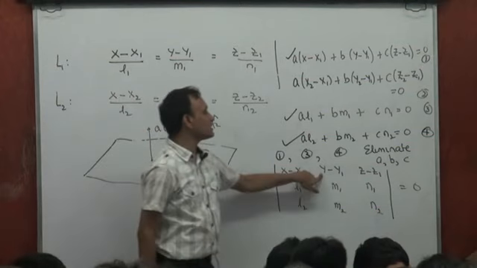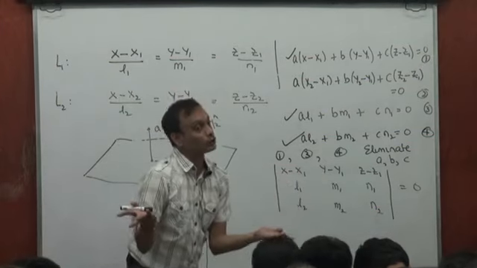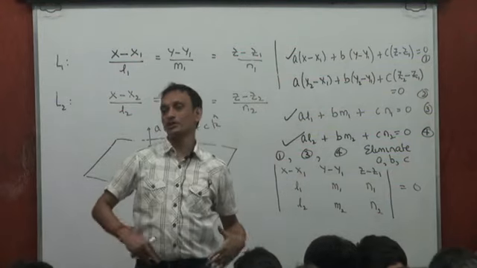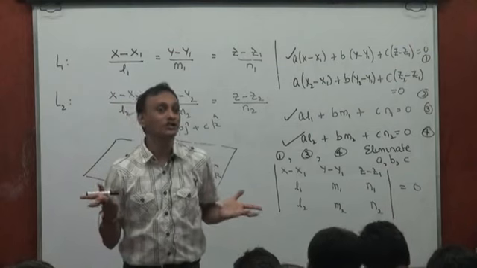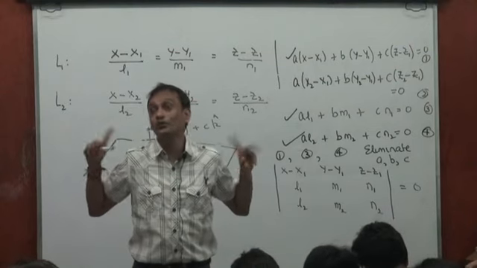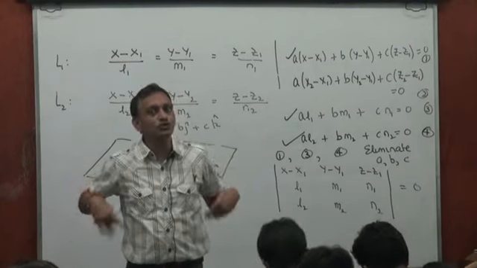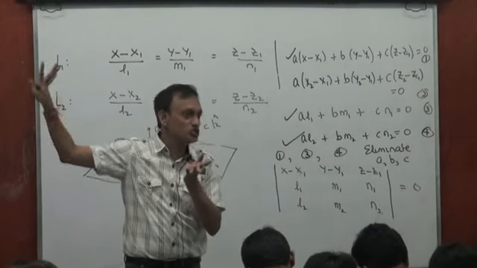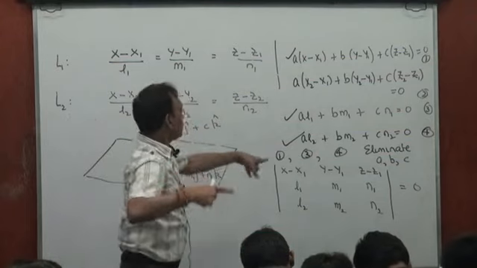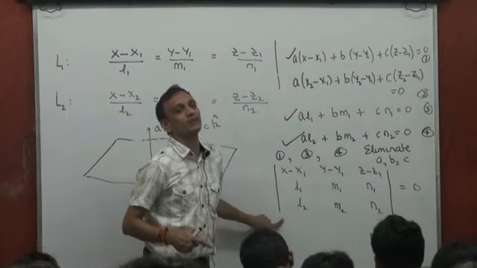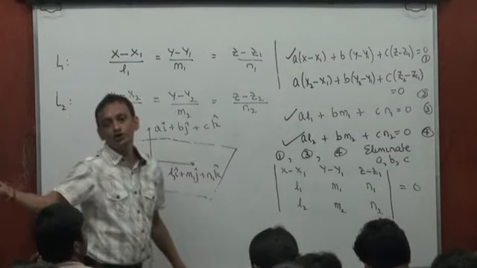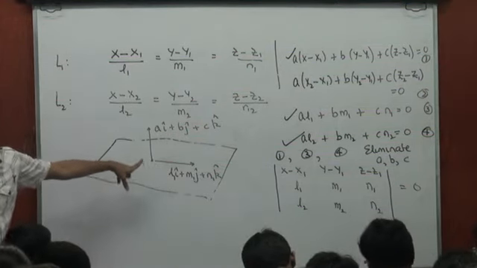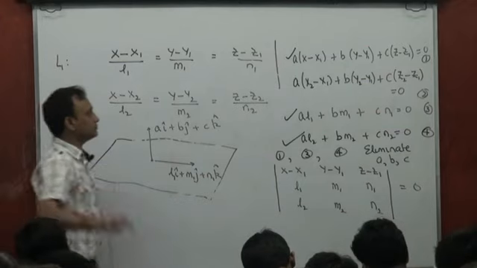What do x, y, z represent? Any point on the plane. Therefore, when you simplify this, you get the equation of the plane containing the two lines, provided the two lines are coplanar, which is provided that the determinant is 0. Then you can directly say that this must be the equation of the plane containing the two lines. Yes or no? Right?